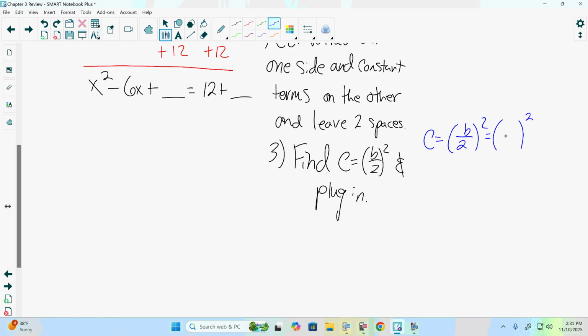Now our value of b in this case is -6. So we're going to divide it, if it is possible, divide it. -6 divided by 2 is -3. -3 squared is 9. So it tells us our value of c is 9. And we can plug it back in. We can put it in its 2 spots. Questions on this here?